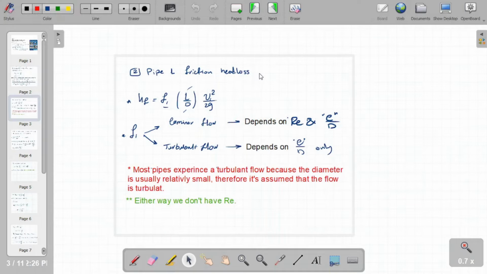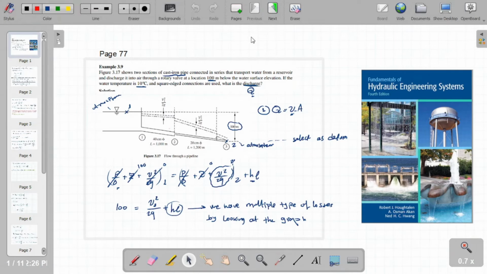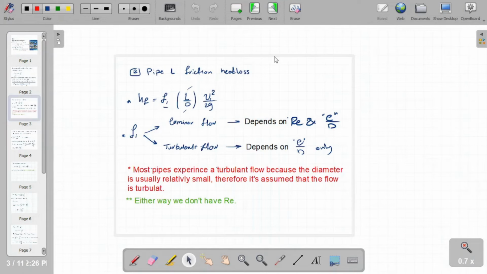Now, the pipe 1 friction head loss. So we're basically now talking about the friction head loss in the first pipe. The friction head loss is F1 times L over D times the velocity squared divided by 2G. This is also known as the Darcy-Weisbach equation. Now, F1, which is the friction coefficient, depends on the flow type. We either have laminar flow or turbulent flow.